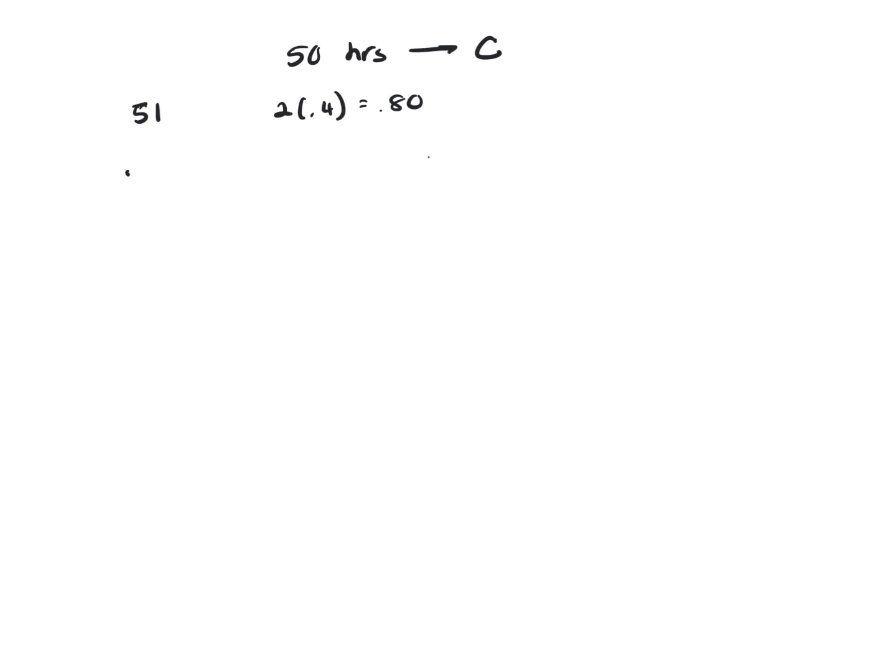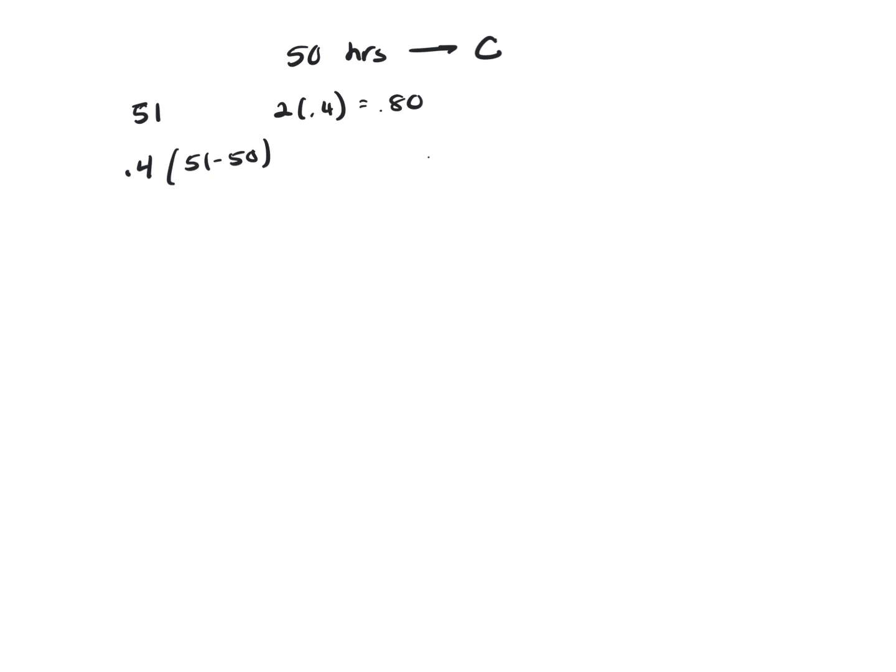Well, we know it's going to be a 0.4 on the outside, 0.4 times the number of 30-minute sections or sessions. I'm not sure what to call it. However many 30 minutes we are above 50 hours. So let's say it's 51. That would be 51 minus 50. But we need to figure out how many 30-minute sections are in there.